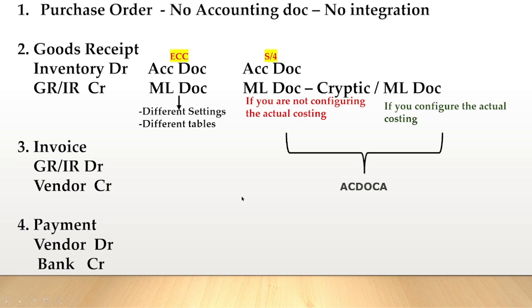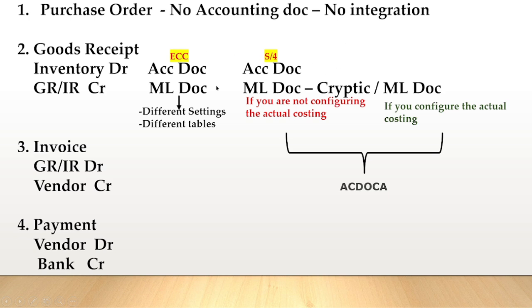With respect to this material ledger, we are going to have a material ledger document. Assume in ECC we are maintaining material ledger. For this, a material ledger document will be generated. In S4 also, a material ledger document will be generated. If you are not configuring actual costing, then the material ledger document will be cryptic. If you configure actual costing, then you can get the material document in S4 HANA. In both cases, the tables are not different. The table is only one table, that is the ACDOCA table in case of S4 HANA.